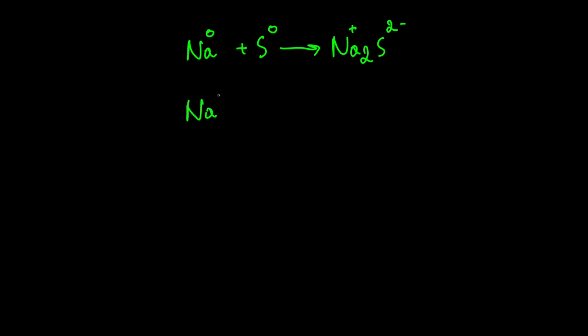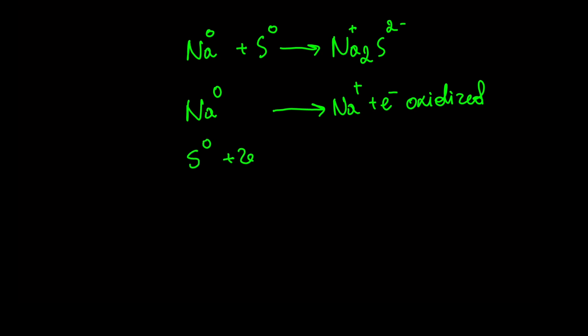Pure sodium lost an electron and became a sodium cation, so it was oxidized. Sulfur, on the other hand, gained 2 electrons and was reduced. Now, how to use this information to balance the equations? The first thing you need to do is to even out electrons in both half reactions.